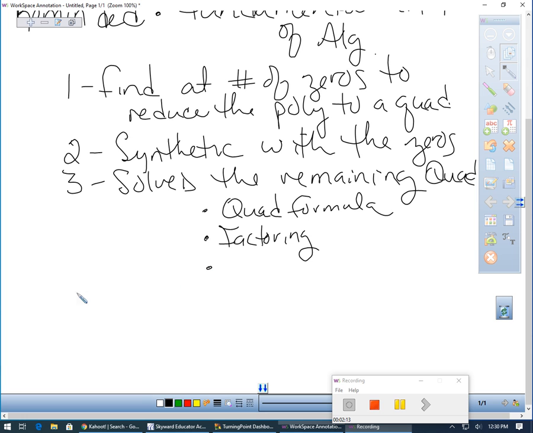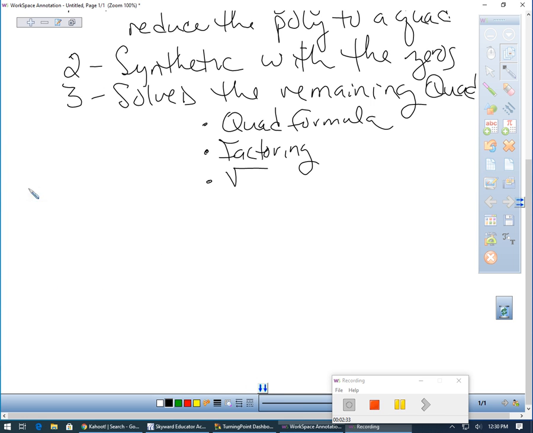Or, if there was no b term, what else could we do? The square root method, right? So we had those 3 options in order to solve once we got down to a quadratic. And you could use whichever one you liked the best or whichever one worked in the situation. So, I want to remind you of how this went down.